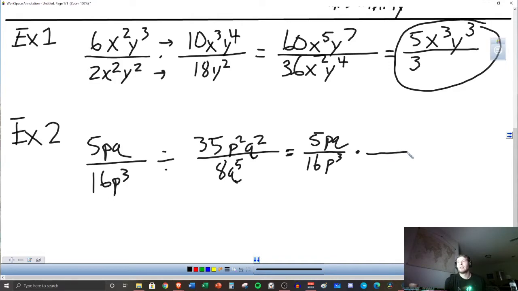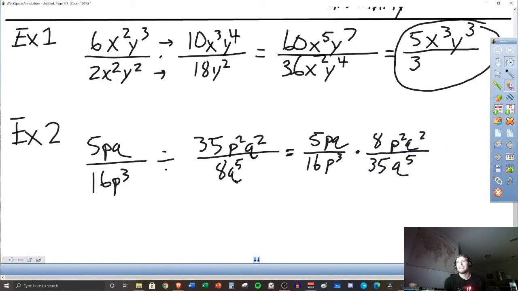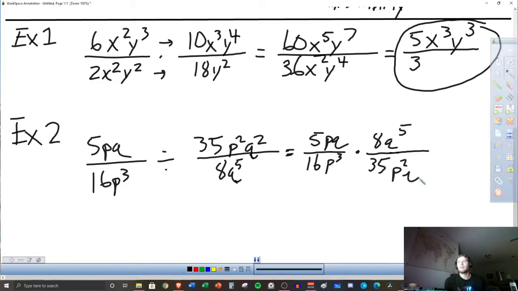Multiply. We're going to flip this. 8 over 35. P squared, Q squared, Q to the 5th. Oh, I have not flipped it. I messed up. Hold on. So 8q to the 5th. P squared is on the bottom. P squared, Q squared. All right, we're good.